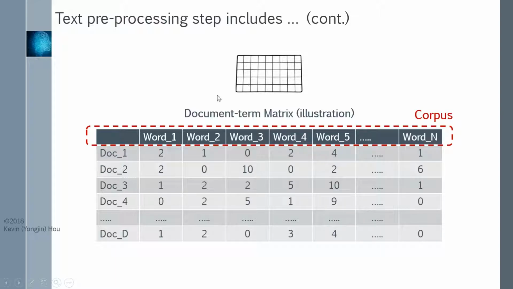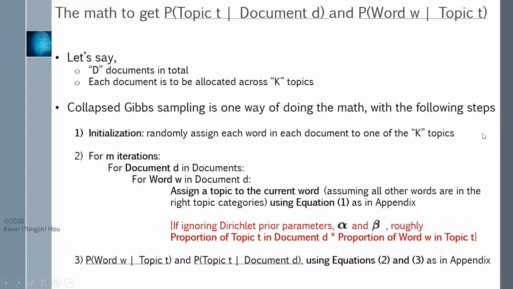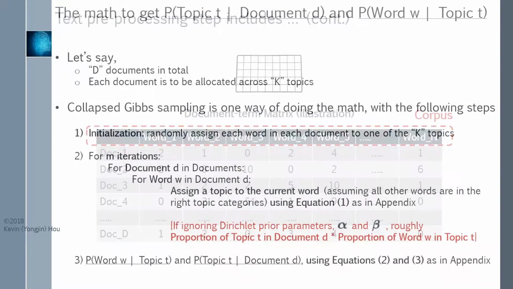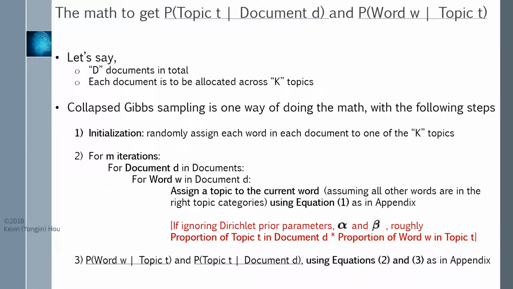All right. Now, since we just mentioned, there are only n unique words, and those n words define the whole vocabulary or the corpus for the task. All right. So after having finished all the text pre-processing steps, now we come to the topic modeling part, the math part.